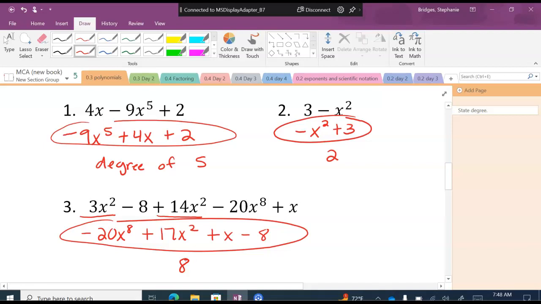Anybody have any questions? Not difficult, right? Not really. Just be careful of your signs and write them in highest to lowest degree.